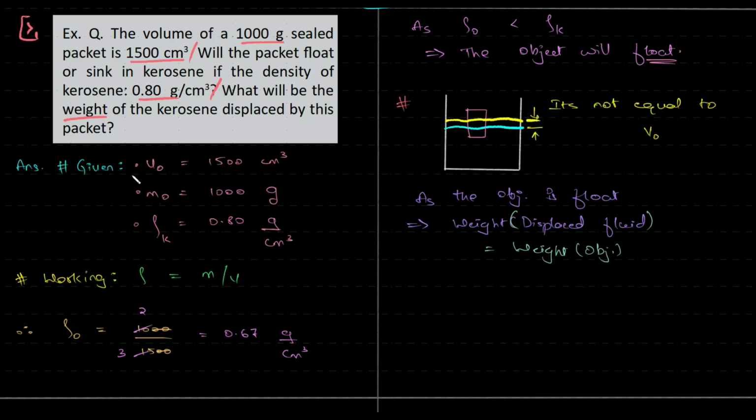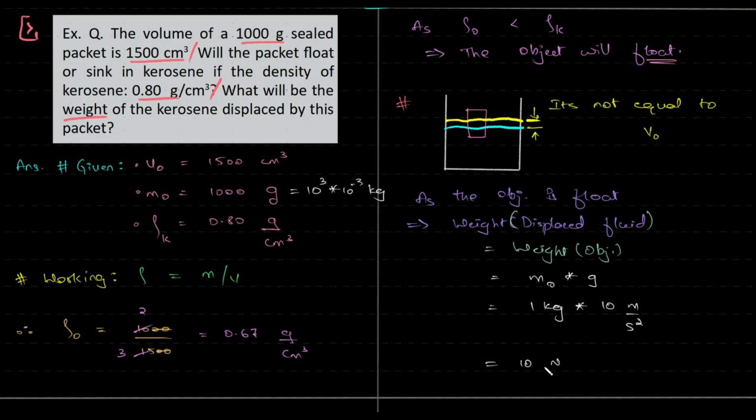As simple as that. So now what is the weight of the object? Mass of the object into acceleration due to gravity. And what is the mass of the object? 1000 grams. How do you convert it to kg? I can do it over here. 10 to the power of 3 into 10 to the power of minus 3 kg. Right, guys? So this will be 1 kg. So 1 kg into 10 meter per second square. So this will be basically 10 Newton of force.